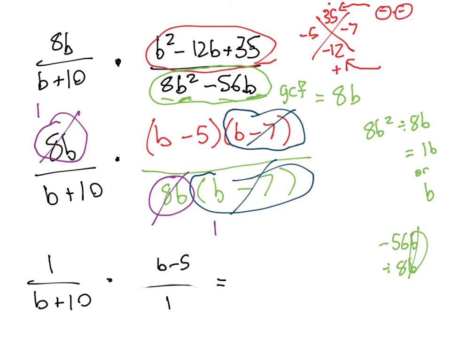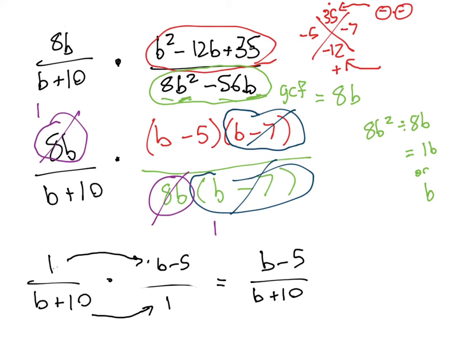When we multiply fractions, the method is to multiply the numerator times the numerator. 1 times b minus 5 is b minus 5. And multiply the denominator times the denominator. 1 times b plus 10 is b plus 10. So that is our final simplified answer. This answer cannot be simplified any further.